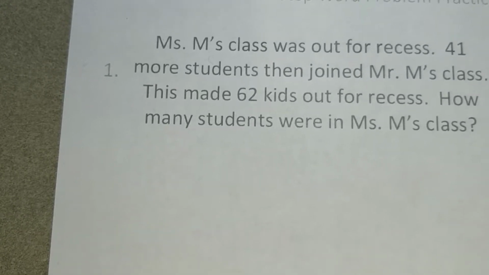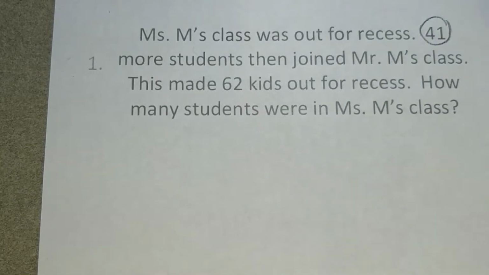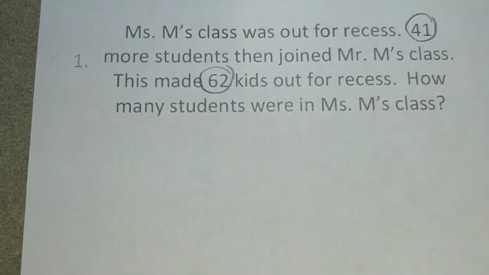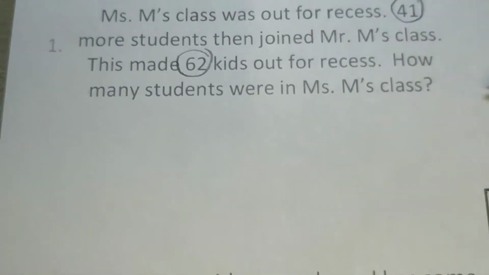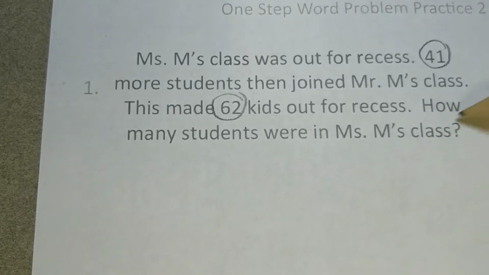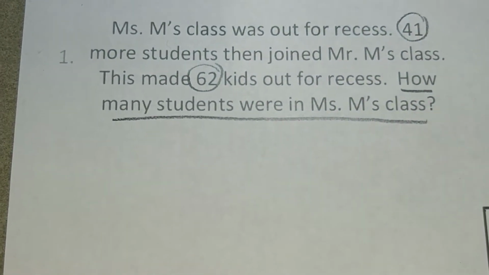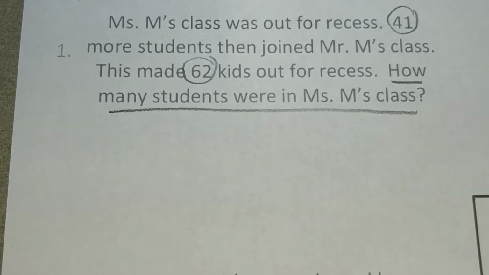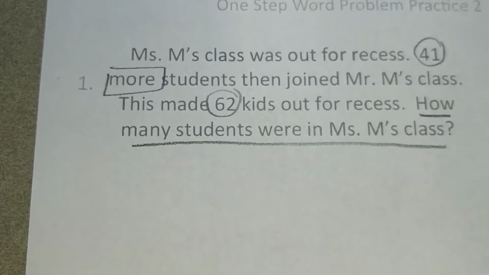Welcome back. Alright, let's do our cube strategy. Okay, so let's go circle our numbers. So we have 41. Then we have 62. Then we don't have any other sum, and we don't have another word that means secretly sum. Alright, so we're going to underline the question. So, how many students were in Mrs. M's class? Then we got to box our math action words. So, 41 more. That's it.